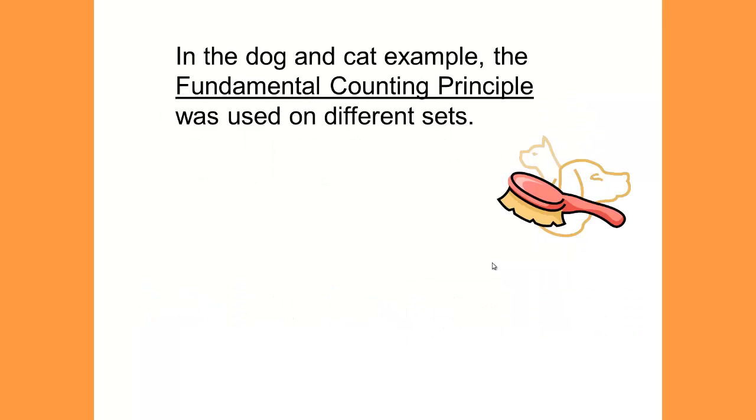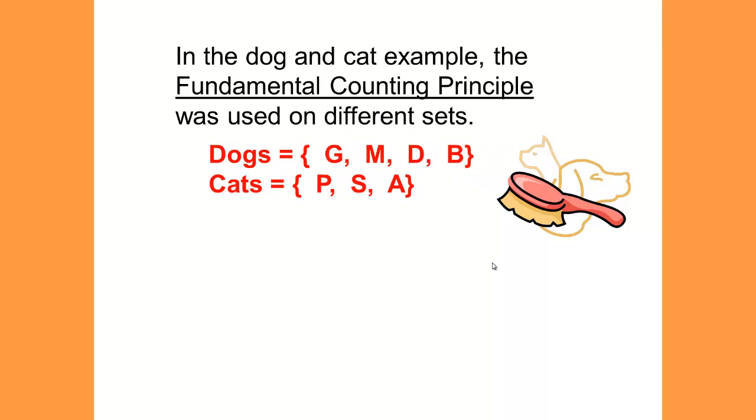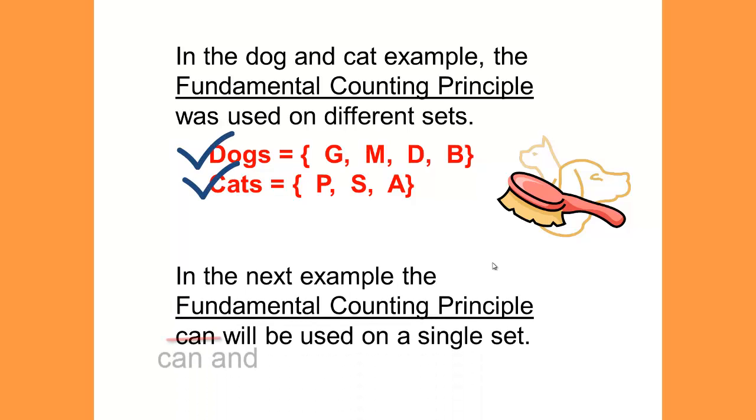In the dog and cat example, the fundamental counting principle was used on different sets. Dogs and cats are part of two different sets or sample spaces. In the next example, the fundamental counting principle can and will be used on a single set.